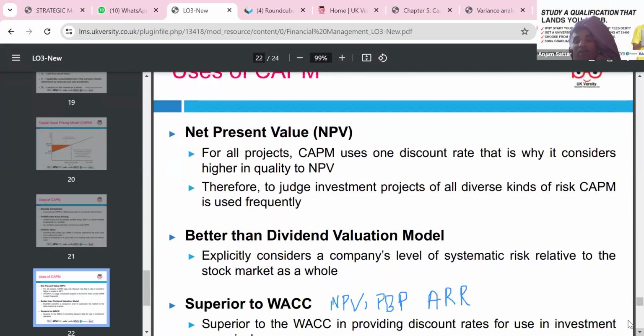And we can look at the NPV, the net present value method, considering that the higher the NPV, the better the real value of the money.